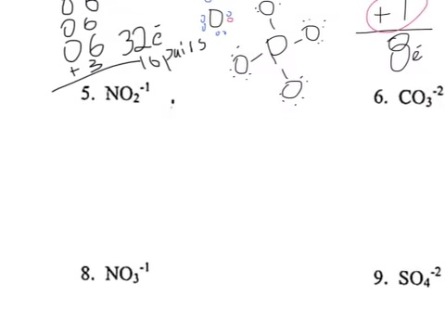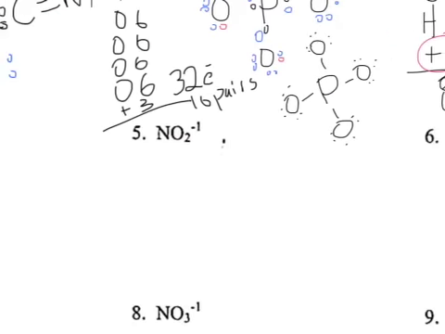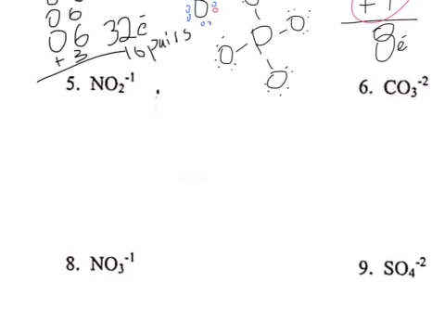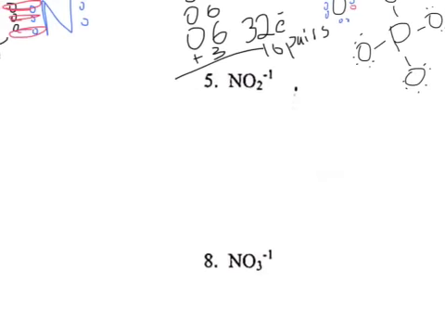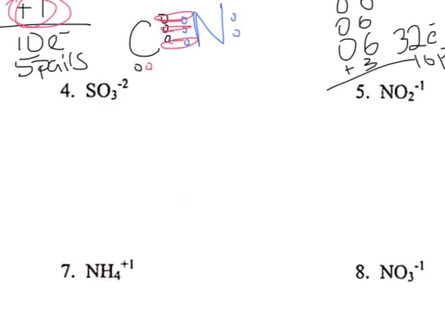Okay, so there's number 6, number 5, number 4. Alright, there are a bunch of these. I'm going to do one more and then let you do the other 5. Okay. So number 4 looks like this. SO3, -2.